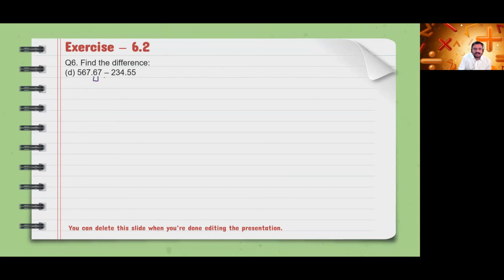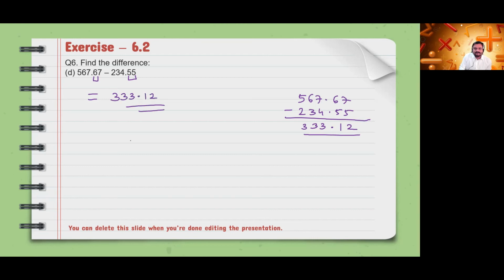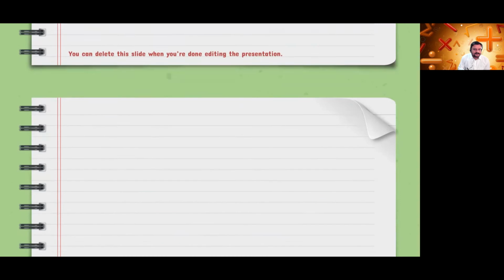Okay, here these two are like decimals, so no need to convert them. Directly you can perform the operation. 567.67 minus 234.55. Okay, so 7 minus 5 is 2, 6 minus 5 is 1, 7 minus 4 is 3, 6 minus 3 is 3, and 5 minus 2 is 3. So triple 3.12 is the answer. Okay, next one.